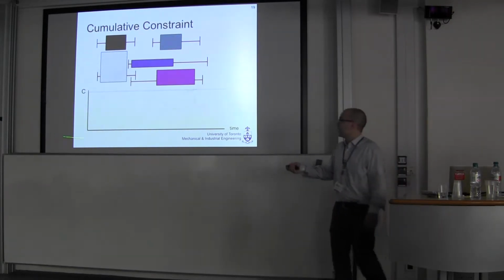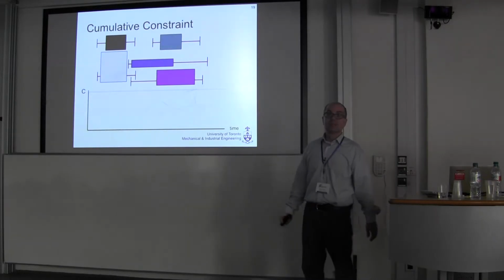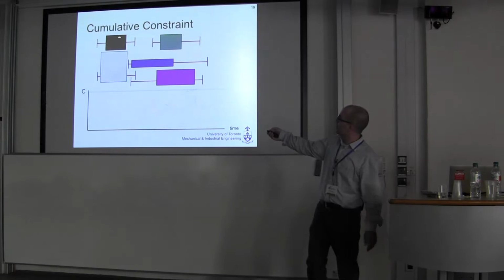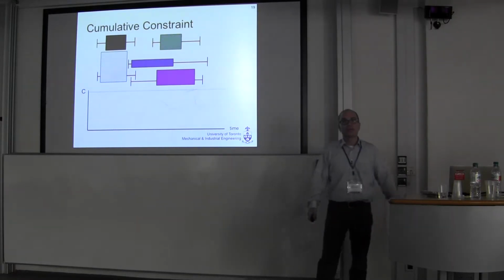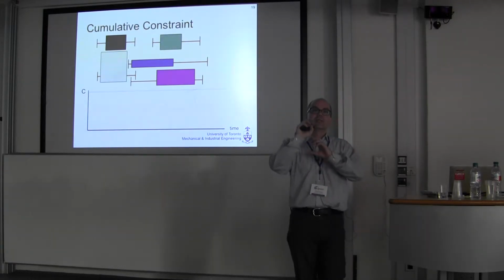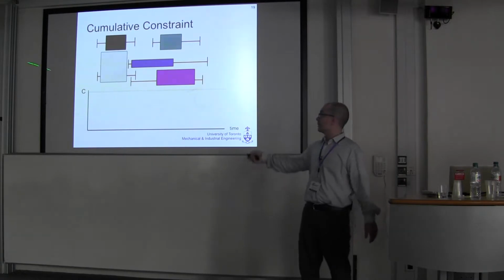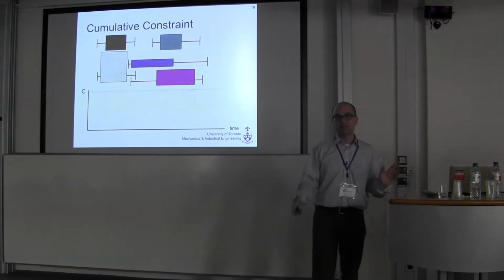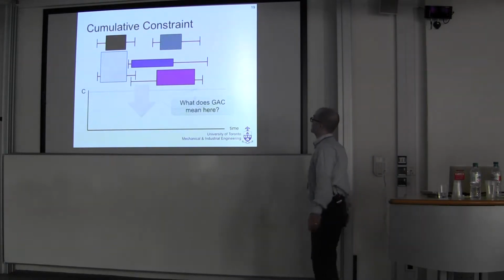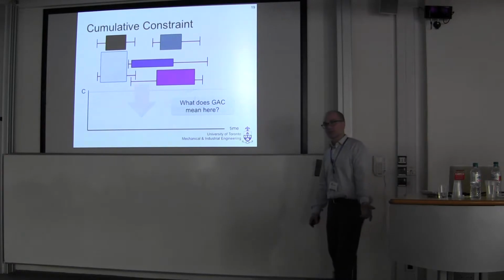So one of the things you might think about here is maybe this is a team of people. We've got 10 people, and this activity uses 7 people, this uses 3 people, and as long as we can allocate those people so that the sum of the people being used at any given time is less than or equal to C, or 10, we've got a schedule. So what does generalized arc consistency mean for this constraint?